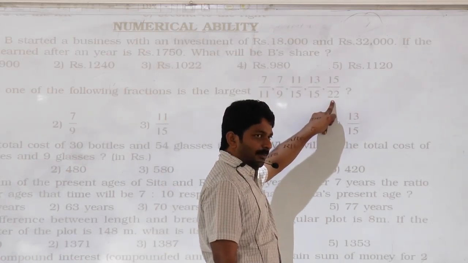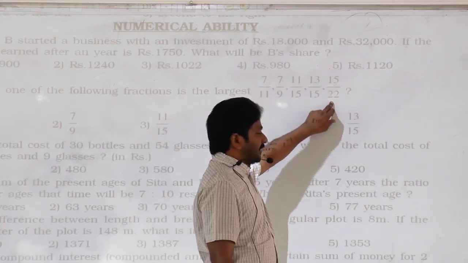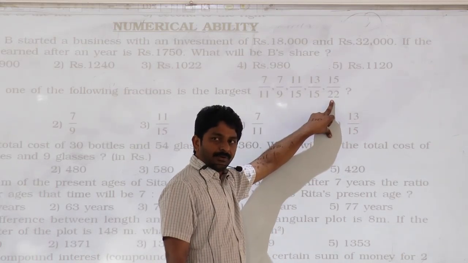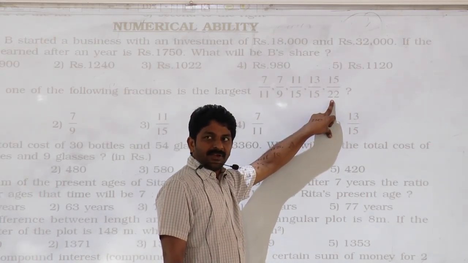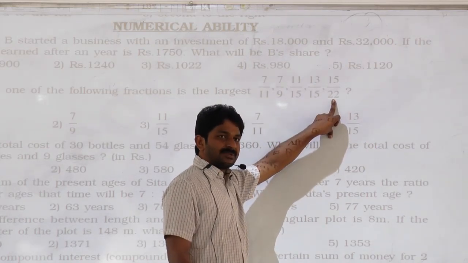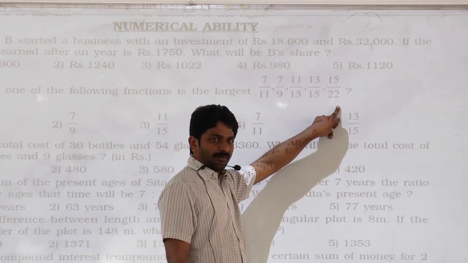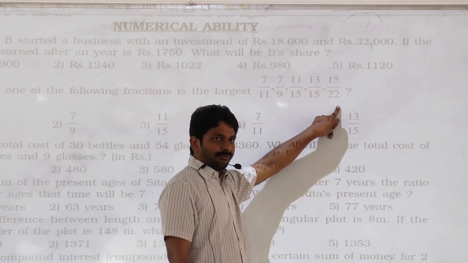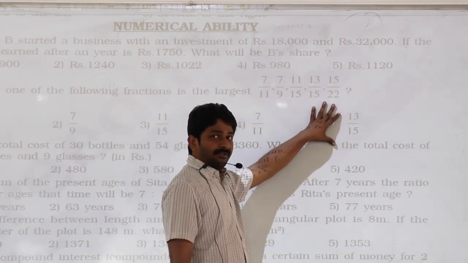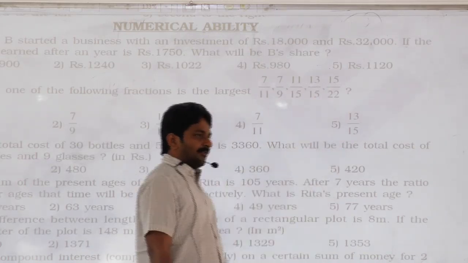80% of the denominator can never be near 15. Yes or no? 70% itself is 15.4. 10% is 2.2, 2.2 7 times, 7 2s are 14, 0.2 7 times is 1.4. 14 plus 1.4 is 15.4, which is less than that. So out of these 5, there is only one option which is more than 80%. That is 13 by 15.